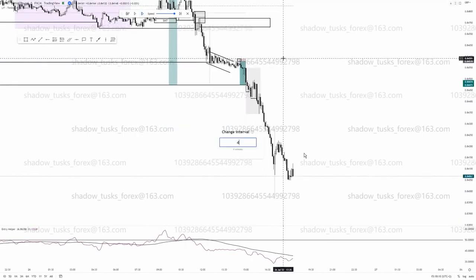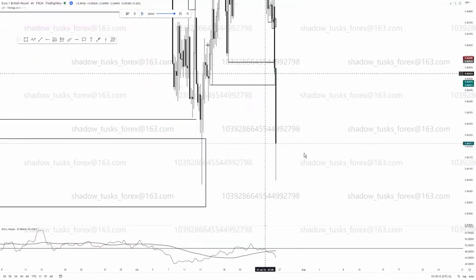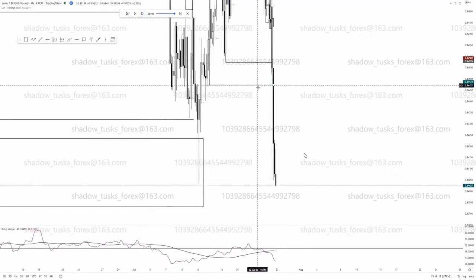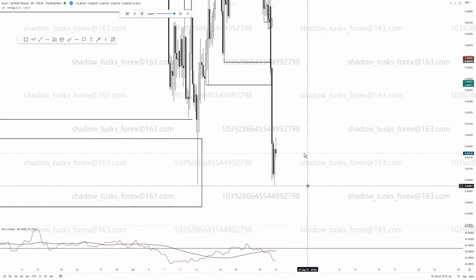Okay, so let's look at the higher time frame. Let's go to the next day as well. So we need to go to 3. There you go.